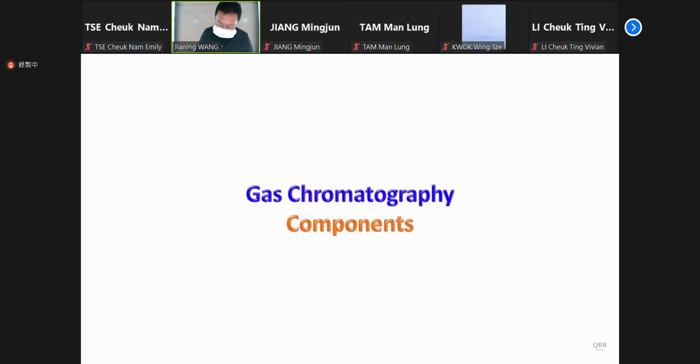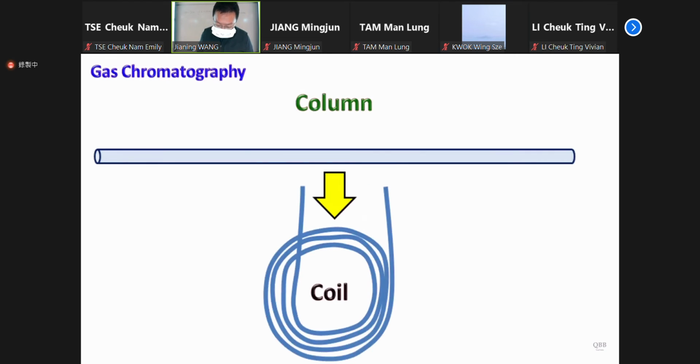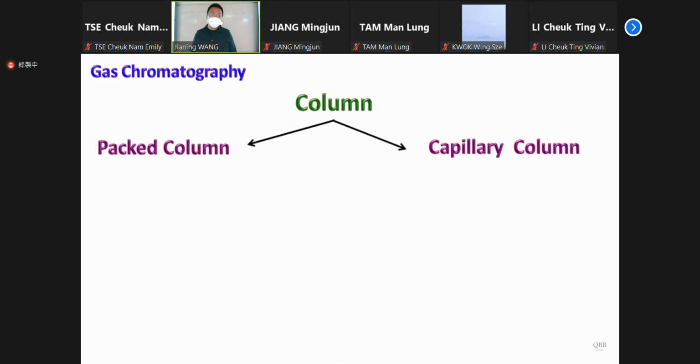Let's see the components of gas chromatography. The column. The column used in gas chromatography is very long and arranged in a coil. The columns used in gas chromatography are of two types. Number one, packed column, and number two, capillary column.